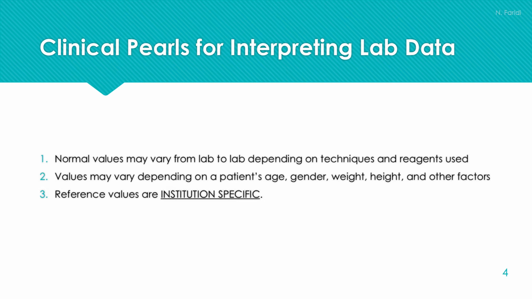Some clinical pearls for interpreting lab data that I would like to highlight are: normal values may vary from lab to lab depending on techniques and reagents used. Values may vary depending on a patient's age, gender, weight, height, or other factors, and these reference values listed are institution specific. So be mindful when you are on rotations to reference your institution's normal ranges.